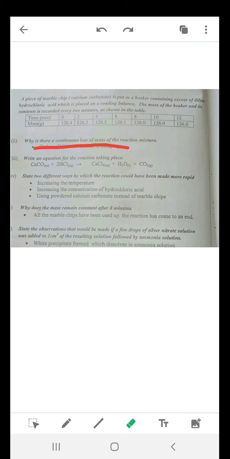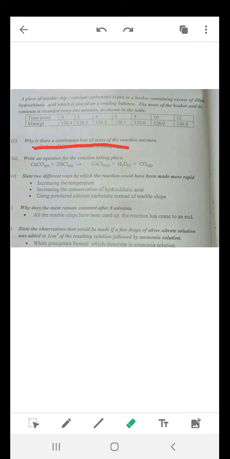What's the other thing? Now we talked about the concentration. Increase in concentration increases the rate of reaction. So we can make this reaction more rapid by increasing the concentration of hydrochloric acid. The concentration will make the particles close together, increasing the collision frequency, which increases the rate of reaction.